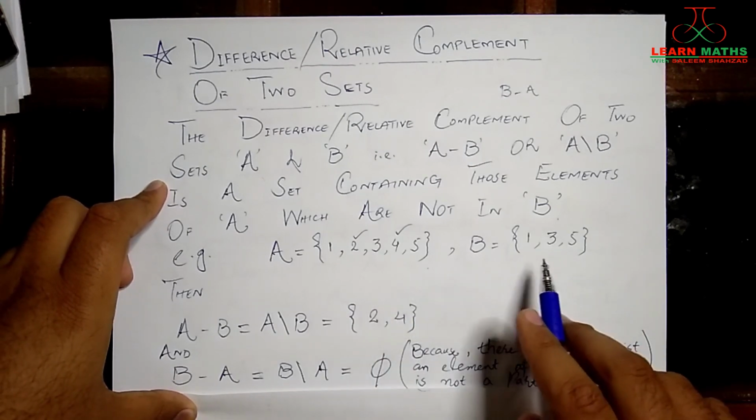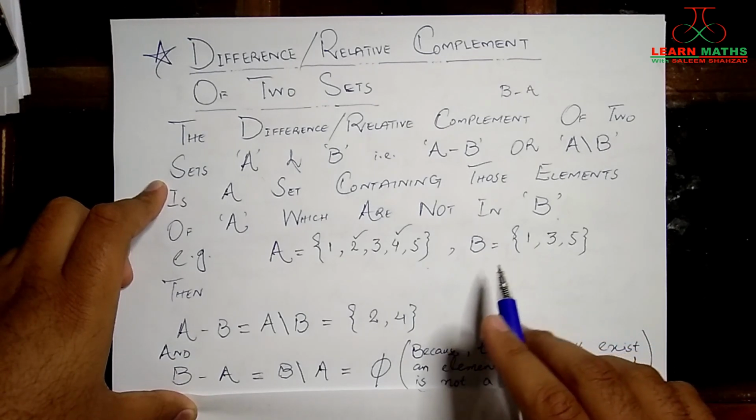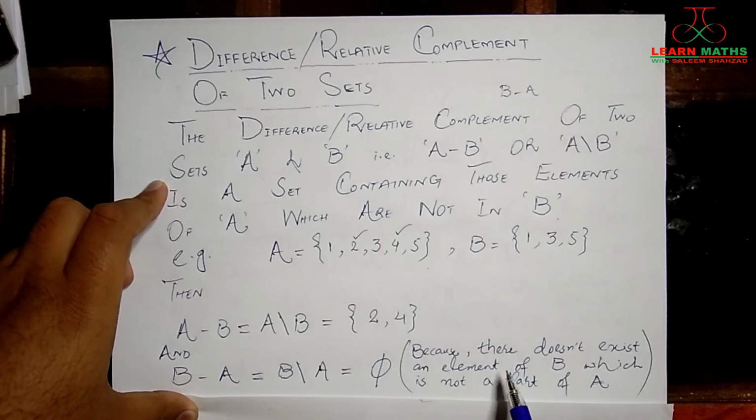As you can see, there is not even a single element of B which we could say is not a part of A. So this is an empty set. The reason I have mentioned it here as well is because there does not exist an element of B which is not a part of A.